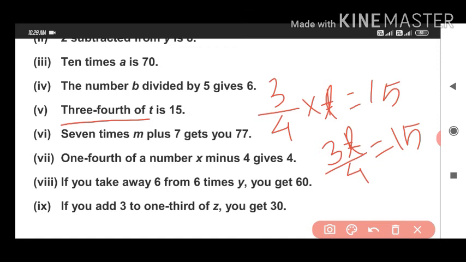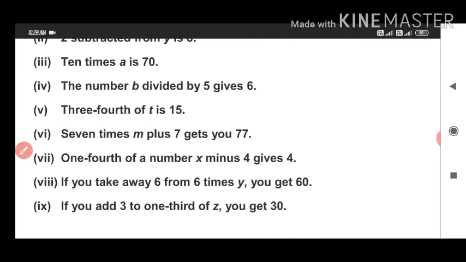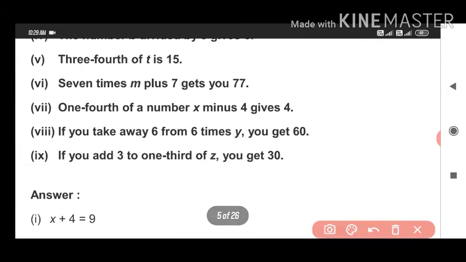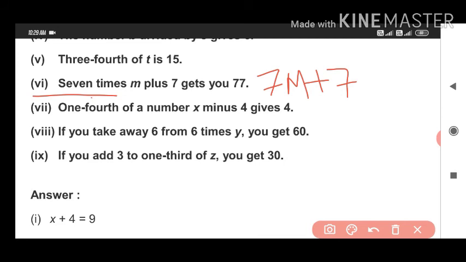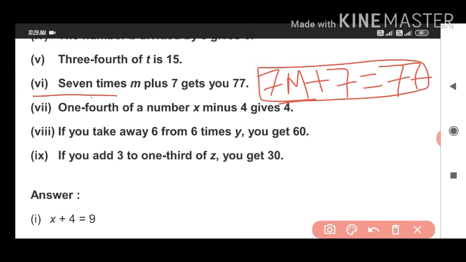Now question number 6. Here it is given 7 times m. Times means multiply, so 7 times m means 7 multiplied with m, plus 7 gives 77. That means 7 times m plus 7 is equal to 77. So this is the equation for question number 6.